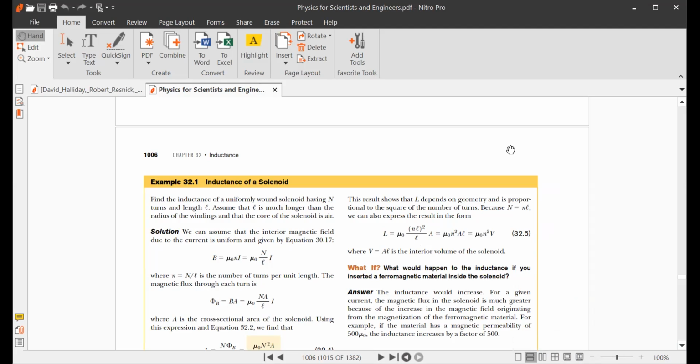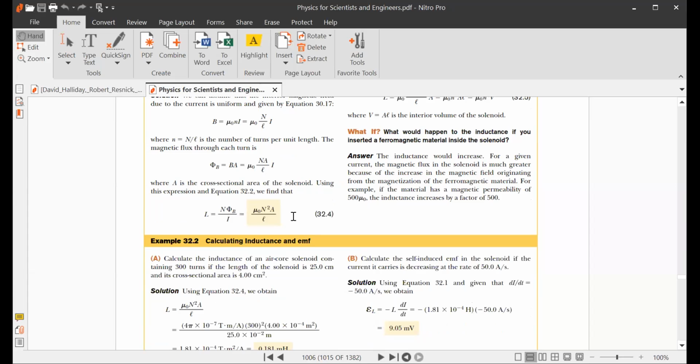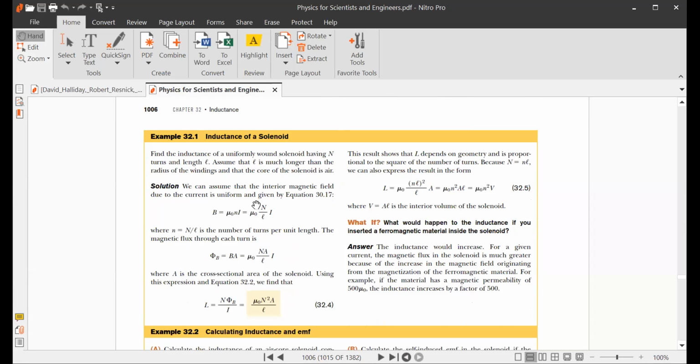Let us consider a solenoid having N turns and length L. From the preceding section, we get B equals mu 0 times N over L times I. So the flux inside the solenoid should be B times A, which is equal to mu 0 N A over L times I.